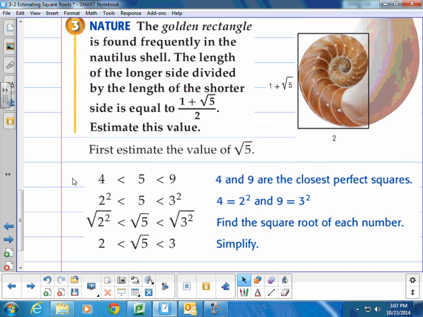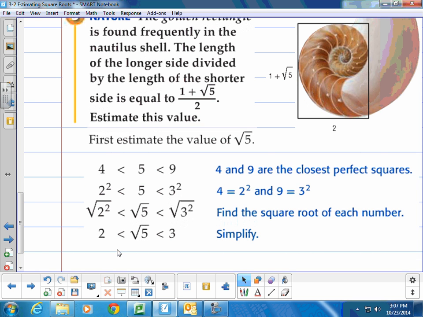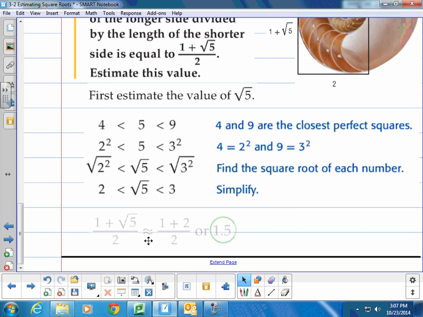And it's between 4 and 9. So it's going to be 2 squared and 3 squared, which is 4 and 9. So I take the square root of both, and it's somewhere in between 2 and 3. So I can estimate it's going to be a little closer to 2 because 5 is closer to 4. Okay, this is a lot more work than I would do. So I'm going to use the square root of 2 rather than 3 because 5 is closer to 4, remember?